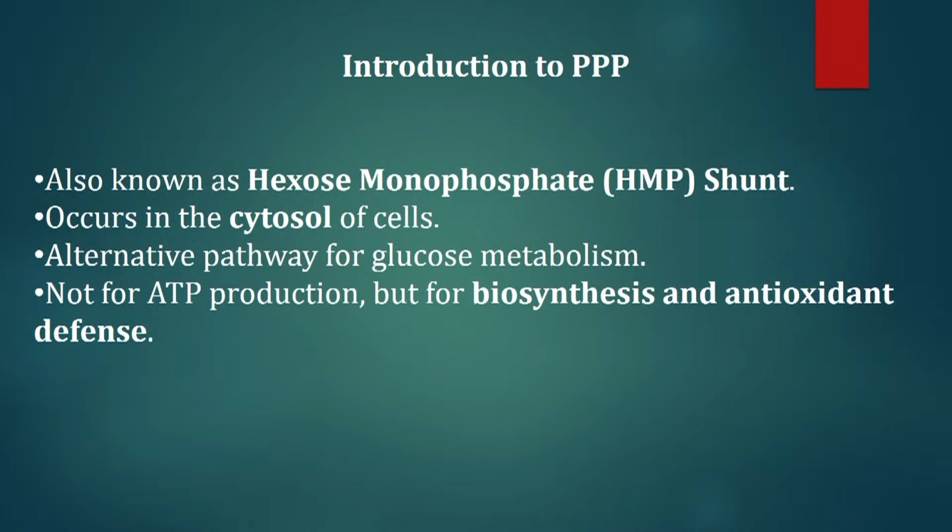Here in this pathway the ATP molecule is not produced. Like I told you previously, in glycolysis there is production of ATP molecules, but here ATP is not produced. Instead you get other molecules like NADPH and ribose 5-phosphate, which play very important roles as an antioxidant defense system. That is the importance of the pathway. This is the introduction of the pentose phosphate pathway, right.